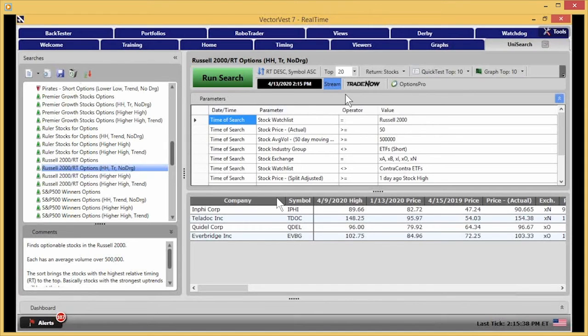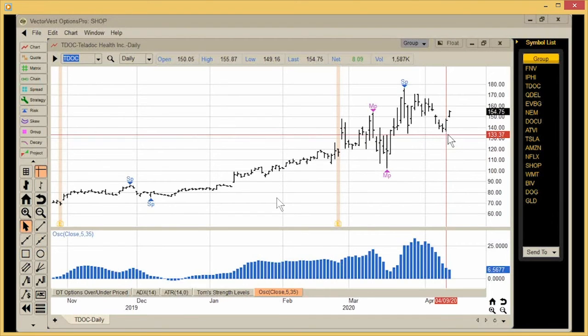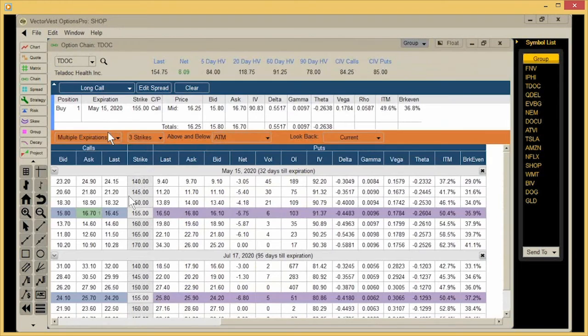IPHI, Teladoc, QDEL, EVBG. Well, out of those 4 stocks, I look at the graph. Teladoc, even when the market sold off, really was not selling off. It was a good uptrend all the way through. It had a little bit of volatility in March, but it's been a very good stock. Well, this is bullish. So now I'm going to go to my options and look for puts to sell.